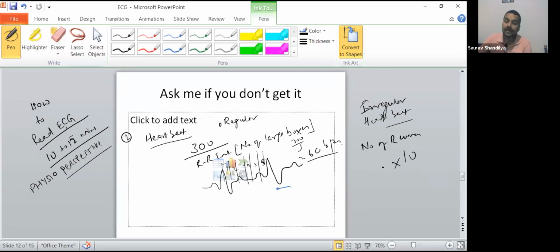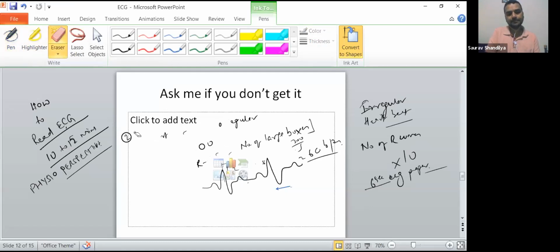That's it. Okay, but make sure that you have a 6-second ECG paper. Normally 6-second ECG paper comes, but I'm just telling you, if you have a 6-second ECG paper, easily you will be able to find out how to calculate the heartbeat from the ECG. All right.